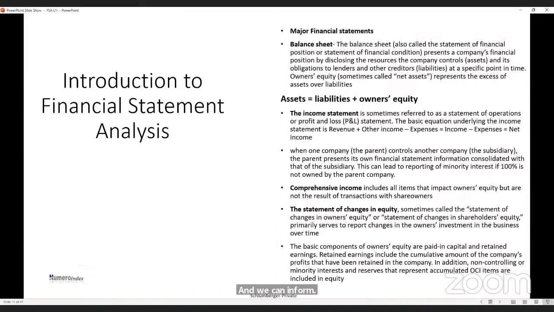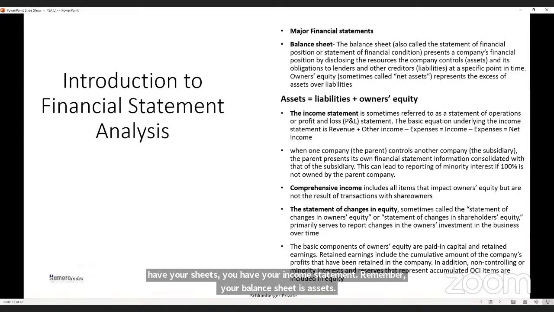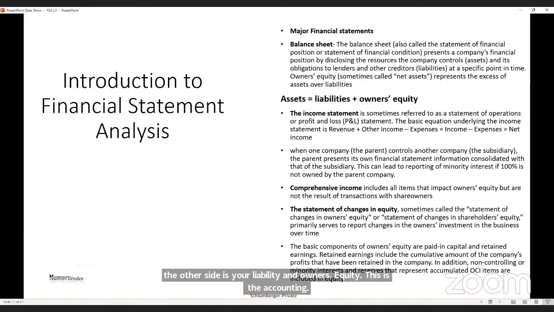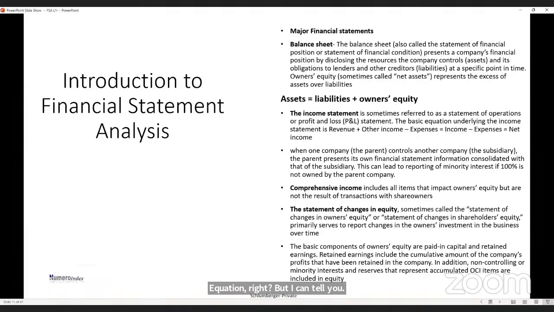So what are the major financial statements that you have? You have your balance sheet, you have your income statement. Remember, your balance sheet is assets on one side, and on the other side your liability and owner's equity. This is the accounting equation, right? But I can tell you, in corporate finance, this equation is what you should have in your head. This side, assets, is telling us that for every asset owned by a company, it must have been funded by either liability, which is debt, or equity.